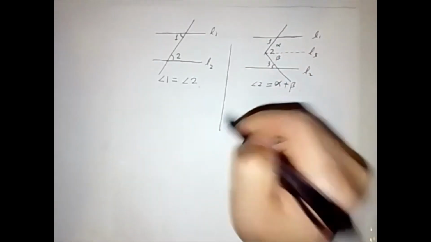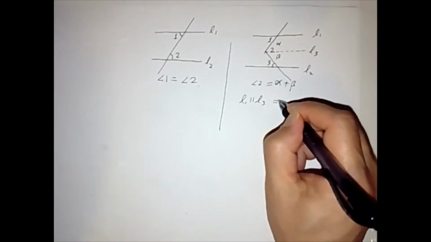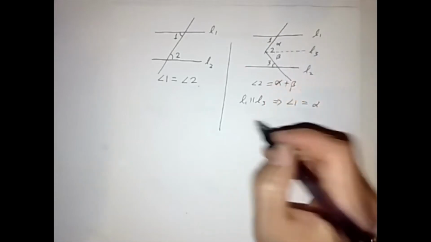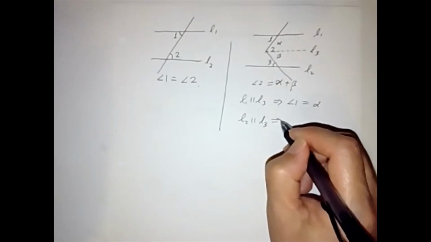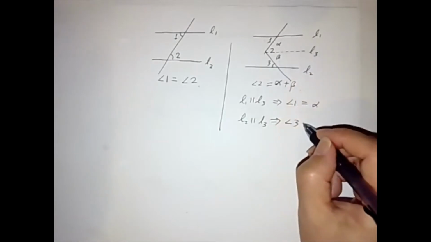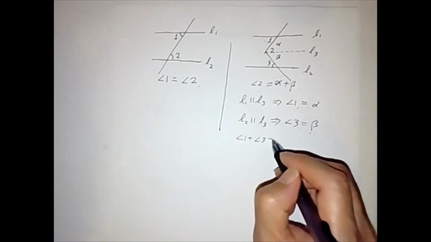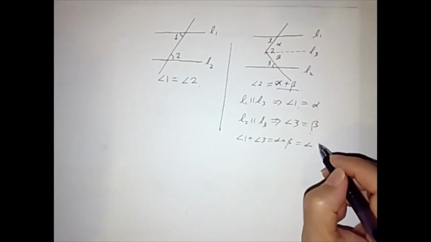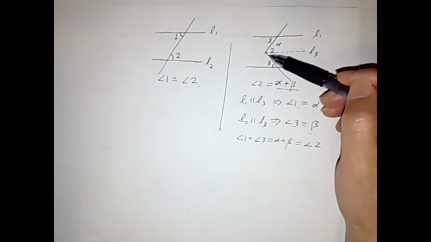Because of the parallel relation, L1 is parallel to L3, we know that angle 1 is congruent to alpha, alternate interior angles. For a similar reason, L2 is parallel to L3, which implies angle 3 is congruent to beta. We sum up: angle 1 plus angle 3 equals alpha plus beta, which is congruent to angle 2. So the first and the third angles sum up to the second one.